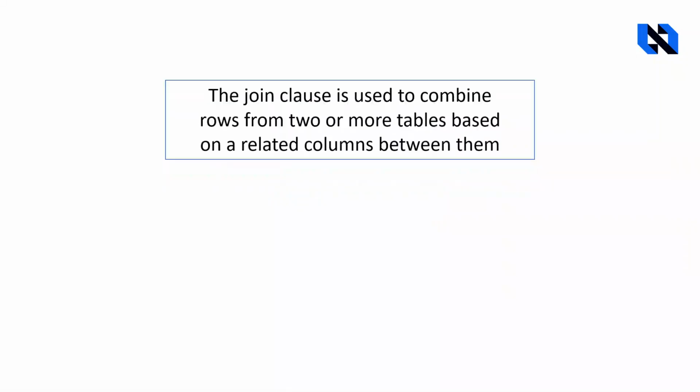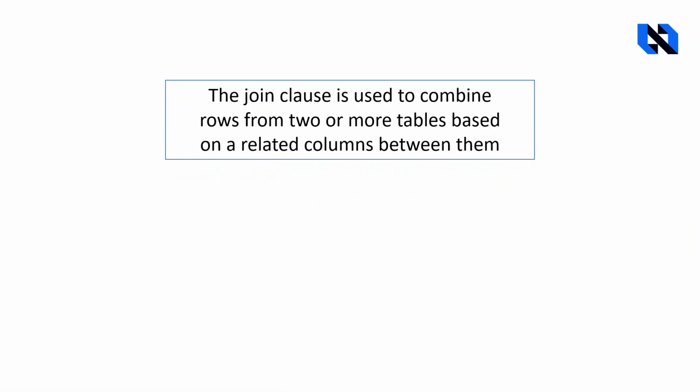In whatever data ecosystem you find yourself in, be it data engineer, data analyst, or even machine learning engineer, you will be required to get data from various tables. The clause that would actually help you get that done is called the join clause. The join clause is used to combine rows from two or more tables based on a related column between them.